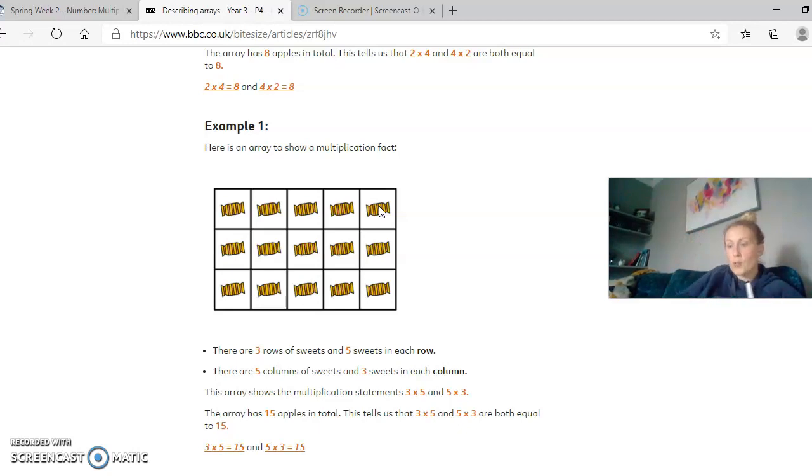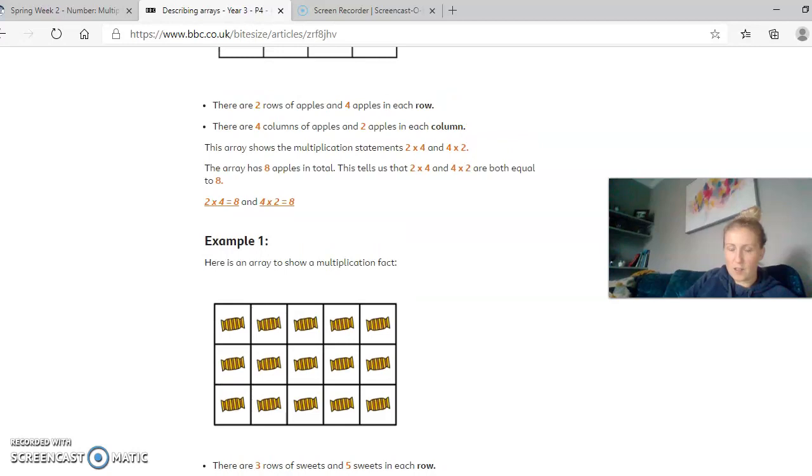So you could pause this video now and have a go at writing that, couldn't you? And I'm going to write it as well. So you have a go at writing a multiplication sentence to match that array. So we've got 3 rows. So I might have 3 as my first part, because I've got 3 rows.